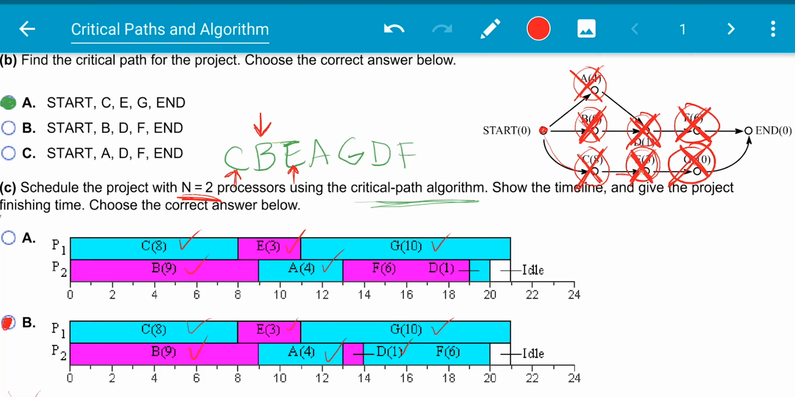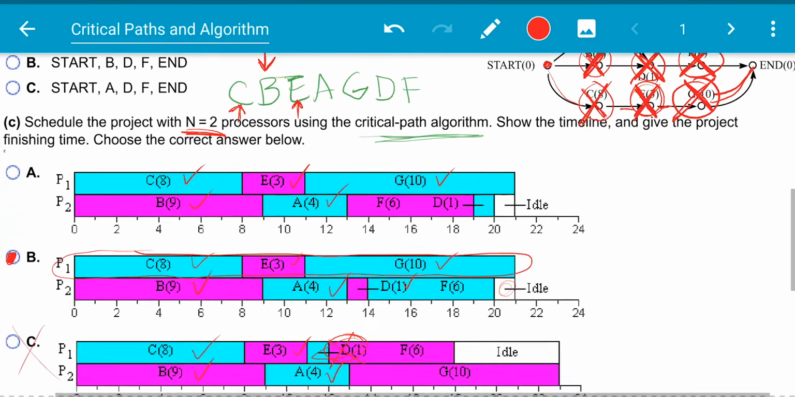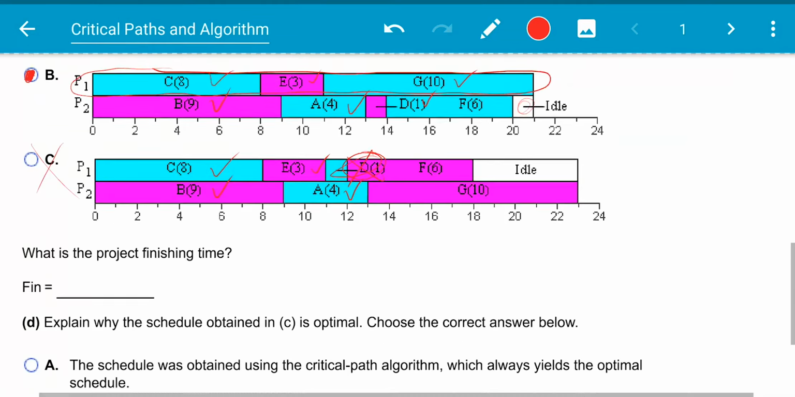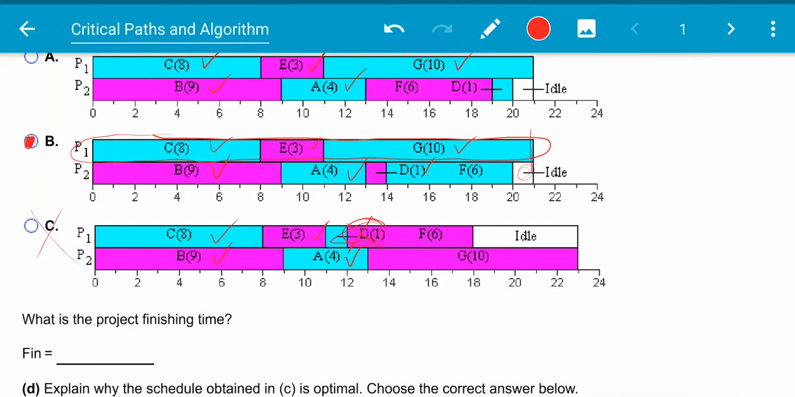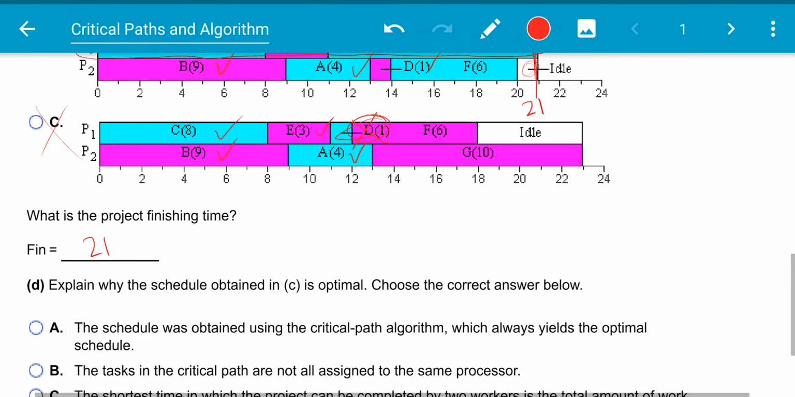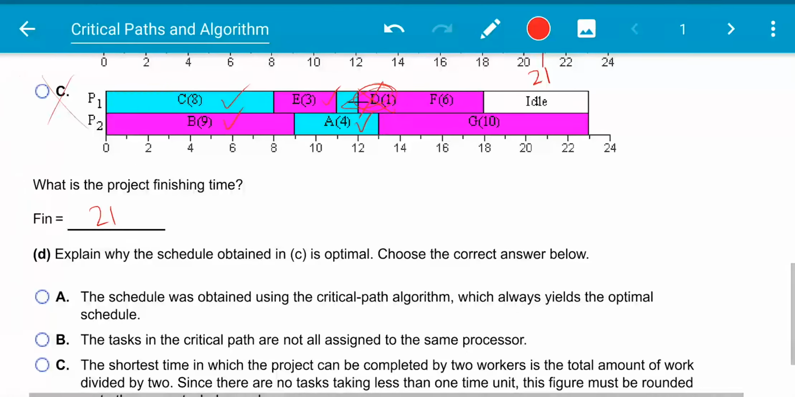So this path right here is the one that took the longest. As you can see, we didn't have any idle time here. If we just went straight down that path, the idle time was on the other one because this one actually was shorter. So what is the project finishing time? Well, the project finishing time is 21, which just so happens to be our critical time.